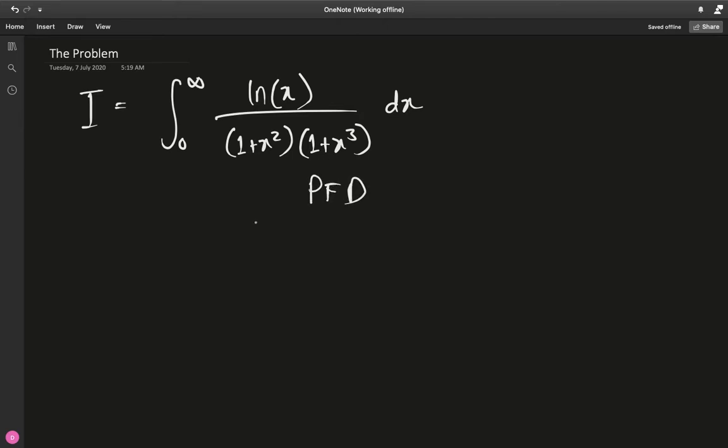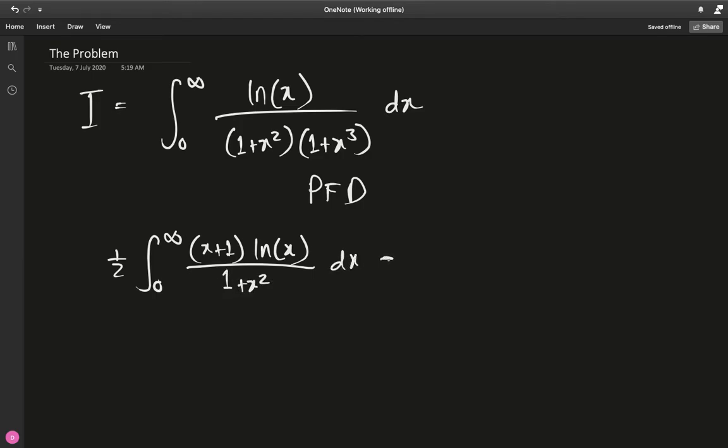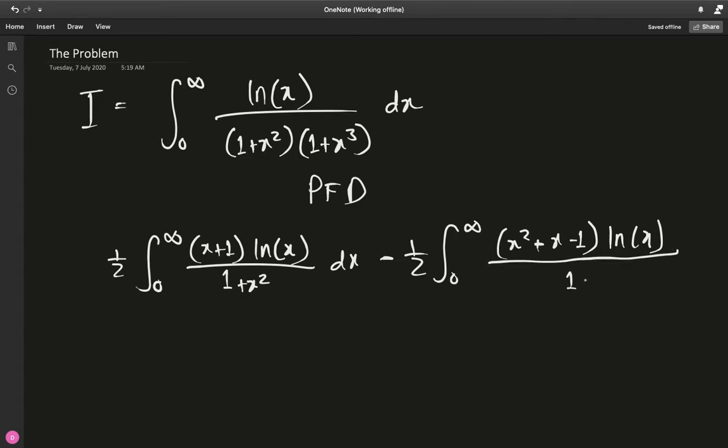So if we were to do that, and I'm not going to show all the steps, we'll obtain half of the integral from 0 to infinity of (x plus 1) times natural log of x divided by 1 plus x squared dx, minus half of the integral from 0 to infinity of (x squared minus x plus x minus 1) times natural log of x over 1 plus x cubed dx.